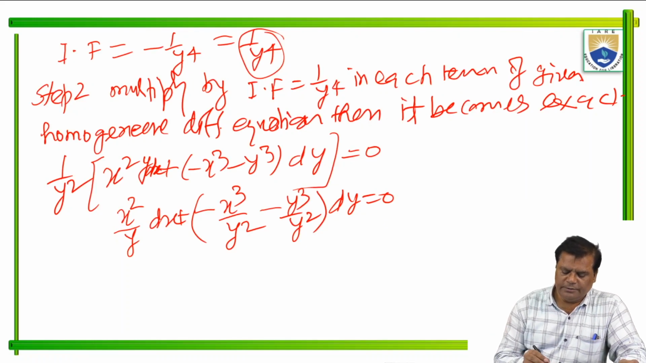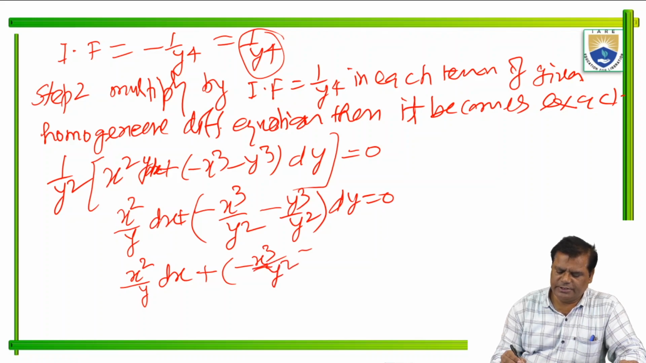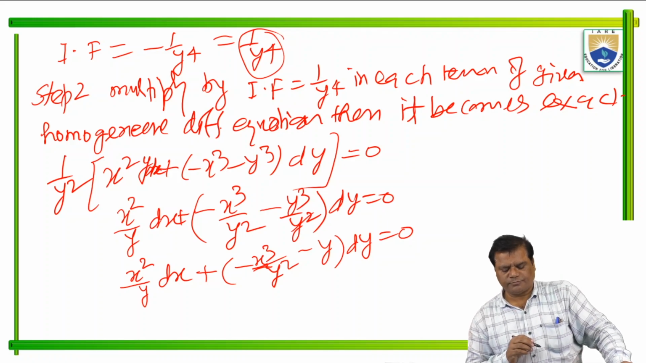So now here this is x square upon y dx minus plus minus x cube upon y square, and here 1 y is cancelled, y square, y dy. So this equal to 0. Okay.